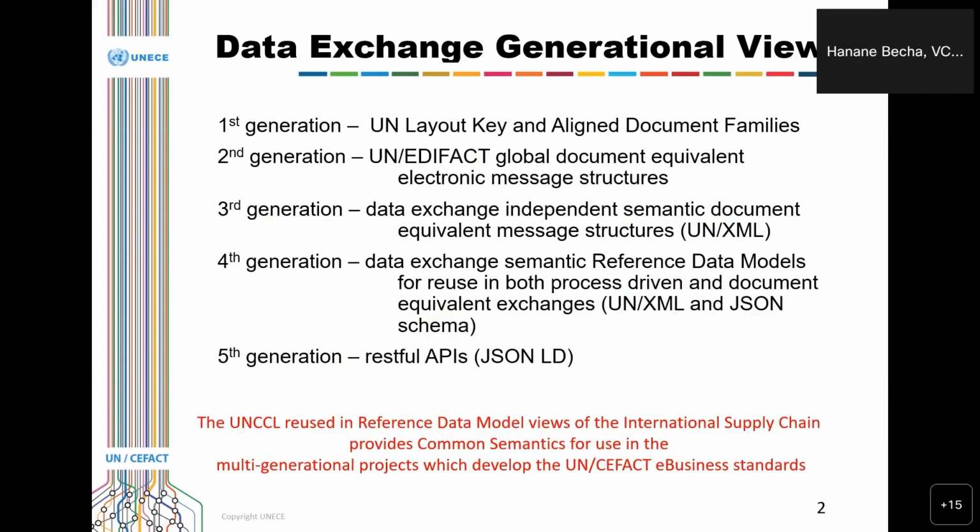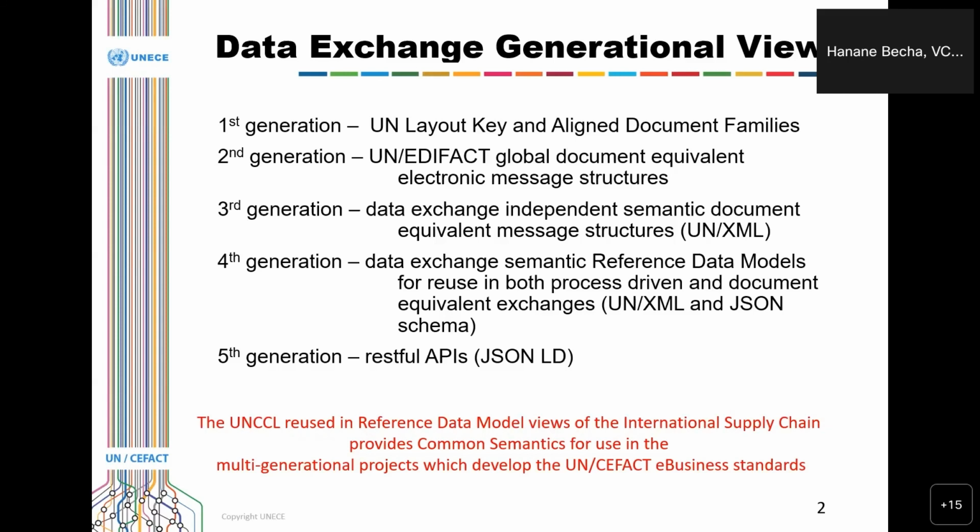Okay, so basically we did work on different recommendations. The first one was mentioned by Steve, the well layout key and aligned document families. The second generation is really all the UN EDIFACT global document equivalent electronic message structure. And the third generation, we are working on the data exchange independent semantics document. So basically it's XML publication. And now we are working on fourth and even fifth generation.